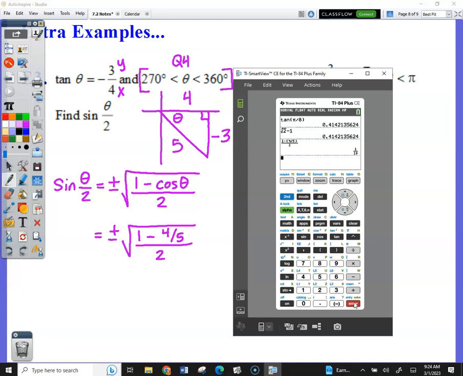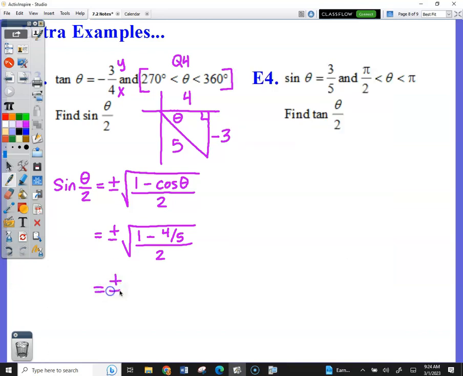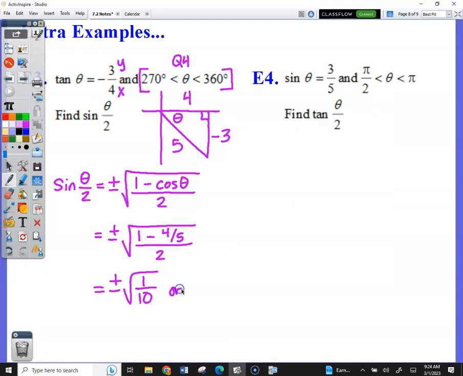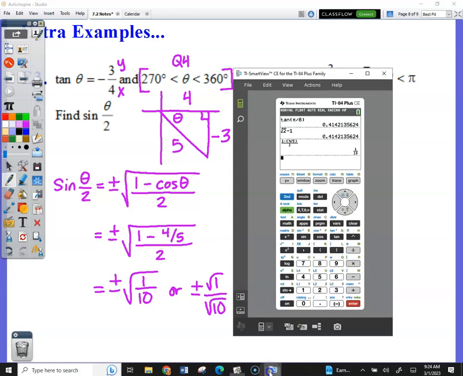1 over 10. There you go. So this mess right here is actually just that mess, right? Now you need to determine your sign, and you need to rationalize. That right here, isn't that the same thing as this? Yes? Same thing, right?